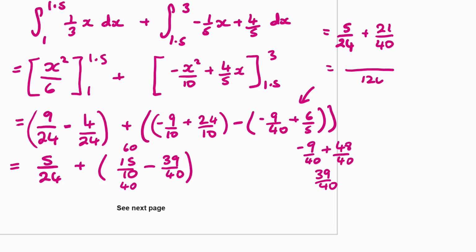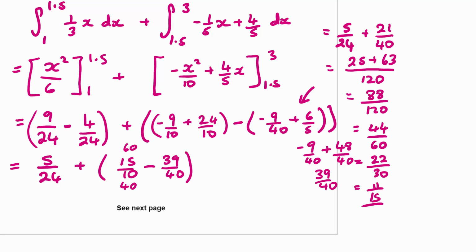Common denominator for those will be 120. So multiply 24 by 5 to get there, so that one's going to be 25. Multiply 40 by 3, so that's going to be 63. So that is going to end up being 88 over 120, which is 44 on 60, which is 22 over 30, which is 11 over 15.